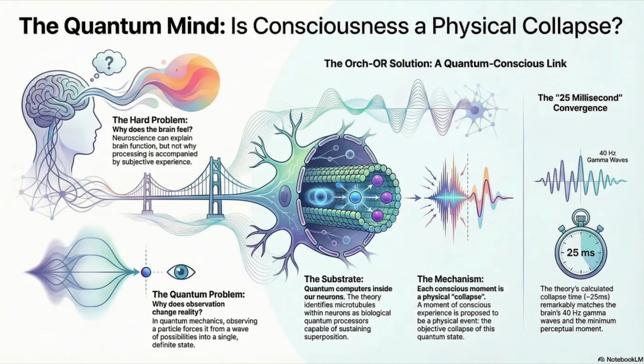When these tiny quantum states build up enough gravitational tension, they reach a critical threshold and spontaneously collapse or snap in a process called objective reduction. Trillions of these microscopic geometric snaps are organized across the brain's neural networks every second, creating the continuous stream of discrete conscious moments that we experience as reality.